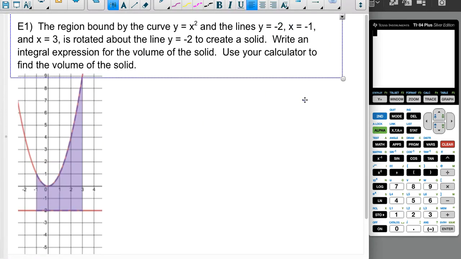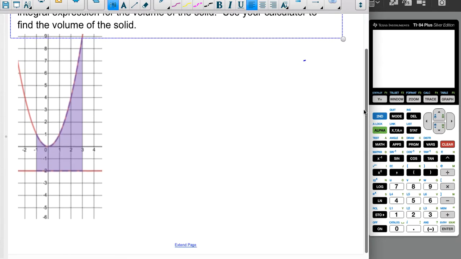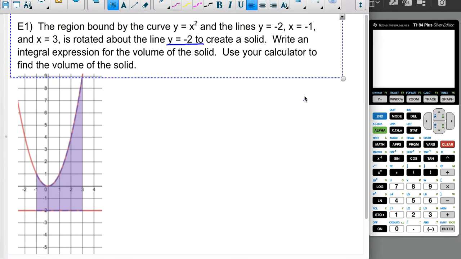So here we have an interval, right? This shaded region, rather. We have an interval starting when x is -1 and going until x is 3. It's the region bounded by the curve y equals x squared and the line y equals -2. What we're going to be doing is taking this region and rotating it about the line. Sorry, I scrolled down before you could see that. About the line y equals -2.